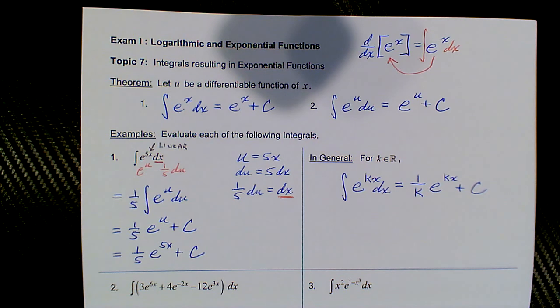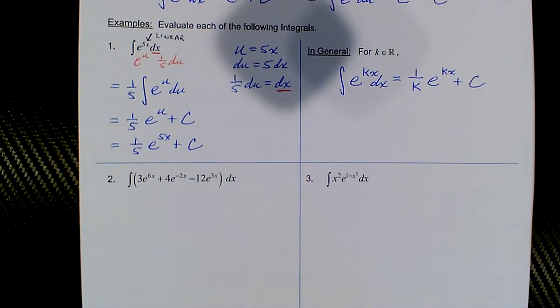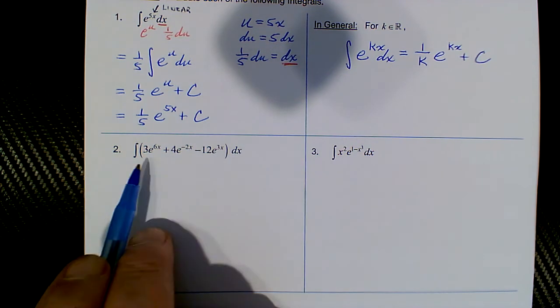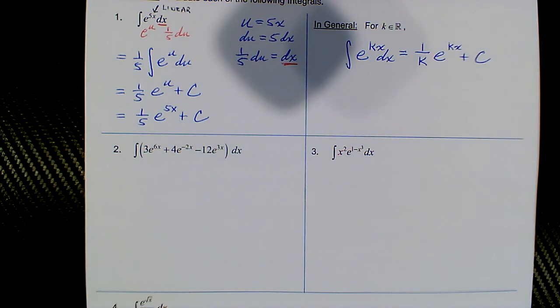Because, well, there's two reasons. In about 3 more weeks, we'll be integrating those things on a daily basis, and we don't want to have to go through a formal u substitution every time. And the second reason is if I give you a question like number 2, you would actually have to perform 3 u substitutions if you did not accept what I'm referring to as the linear argument rule. Because they all fit the form of e to the u.